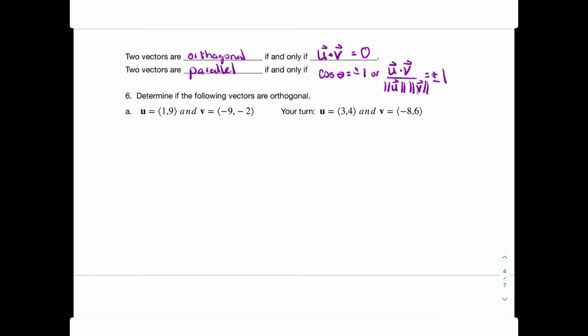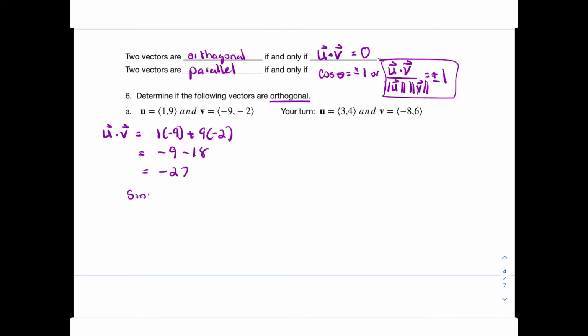So remember, if the dot product is equal to 0, then two vectors are orthogonal. So let's determine if vector u and vector v in 6a are orthogonal. So all we need to do is find the dot product of these two vectors and simplify it down. If I get any answer besides 0, they are not orthogonal. If they get 0, then it is orthogonal. So since negative 27 is not equal to 0, vector u is not orthogonal with vector v. All right, you try the next one.